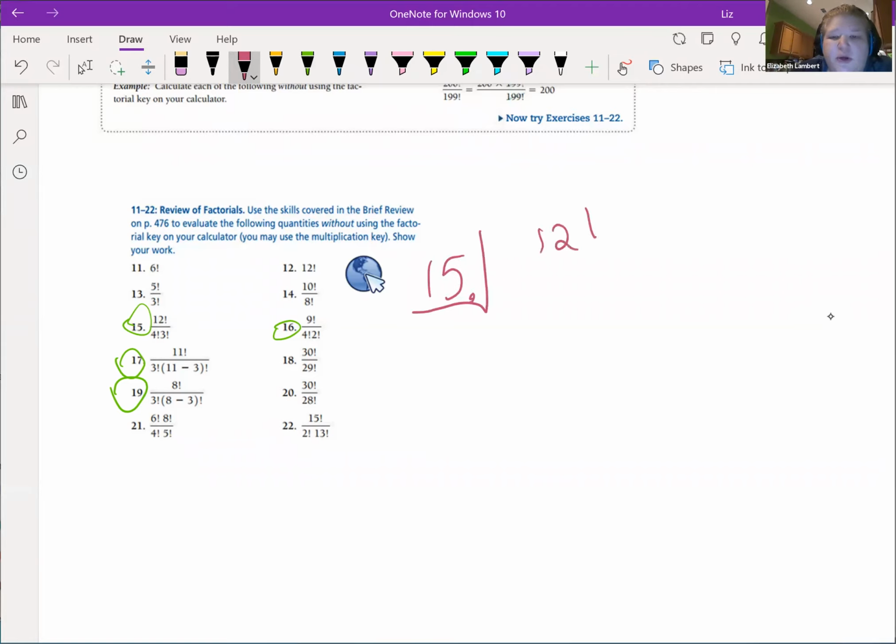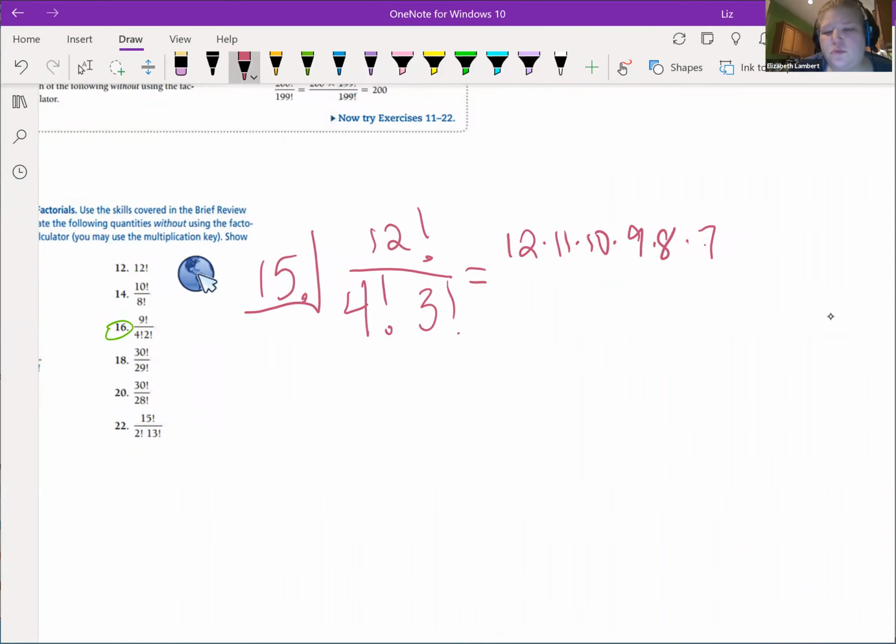12 factorial on top over 4 factorial times 3 factorial. So I know the 12 and the 4 factorial, I can at least write my 12 all the way down to 4 and then cancel from 4 on. So that's the first thing I do, is I pick whatever my biggest factorial on the bottom is, and I start writing the top until I get to that number. So it gets a little tedious. In fact, it gets a lot tedious. But there we have finally arrived at the number.